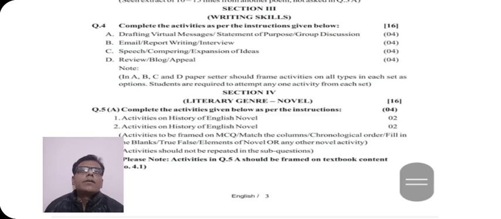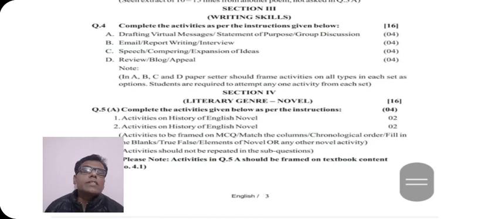Then B, email or report writing or interview. Again 3 options are there. So we will be careful for that. Out of 3 you will have to write 1 for 4 marks. Then question 4c, speech or comparing or expansion of ideas. Again 3 options are there for 4 marks. Then D, review or blog or appeal. Again 3 options are there in D. Out of 3 you will have to write 1 for 4 marks.